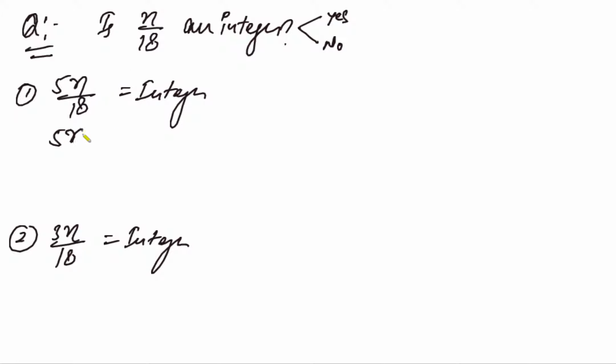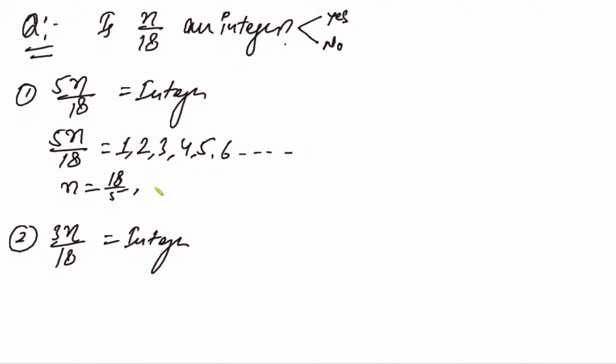How do we do that? 5n over 18 is an integer. What are the integers? Some examples, maybe 1, 2, 3, 4, 5, 6, etc. Which means that n may be either 18 by 5, if 5n over 18 is 1, or 36 over 5, or 54 over 5, or 72 over 5, or 18.